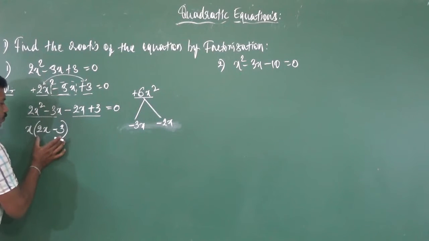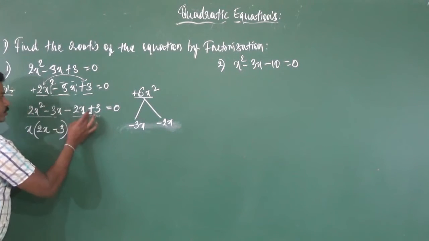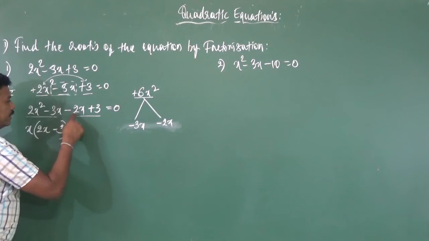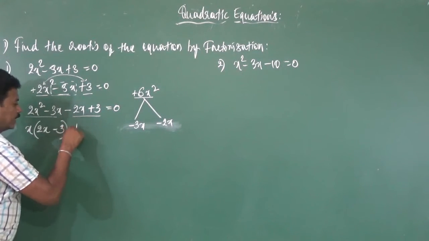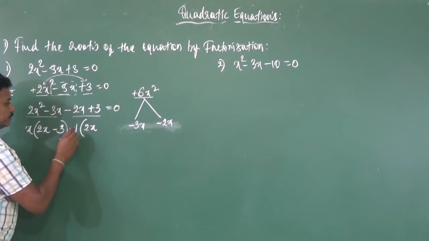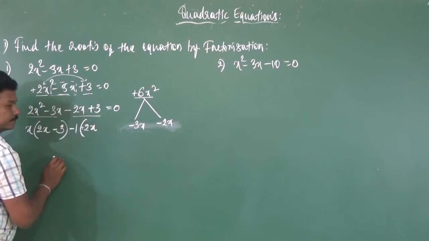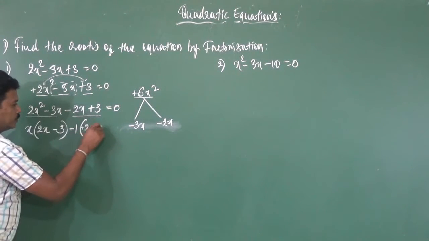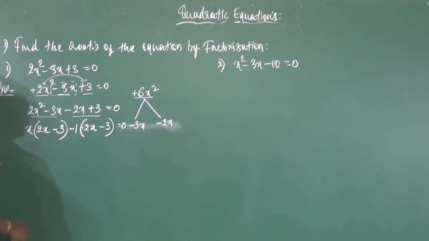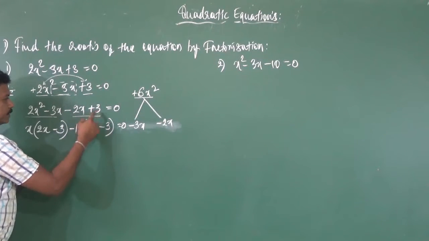What binomial you get inside the bracket, we should get the same thing here, in such a way that you should take common here, right? So now here we have plus 2x, we have minus 2x, so therefore take minus 1 as common. When we take minus 1 as common, minus 1 into plus 2x is minus 2x, and minus 1 into minus 3 is plus 3, which is equal to 0.